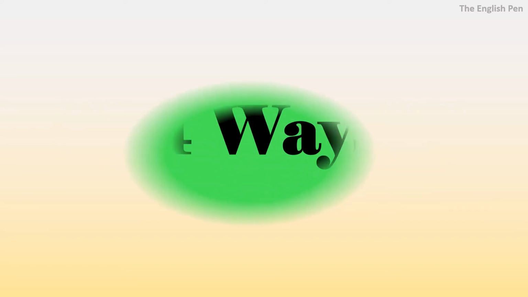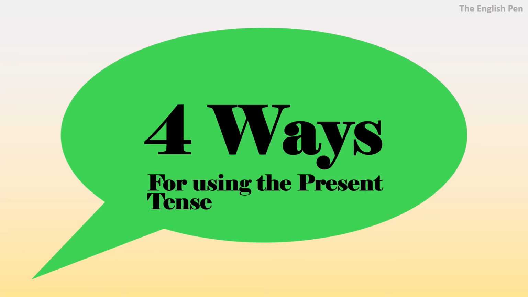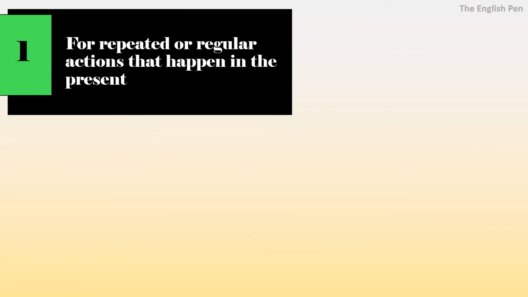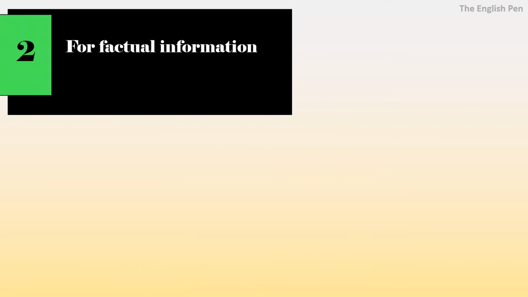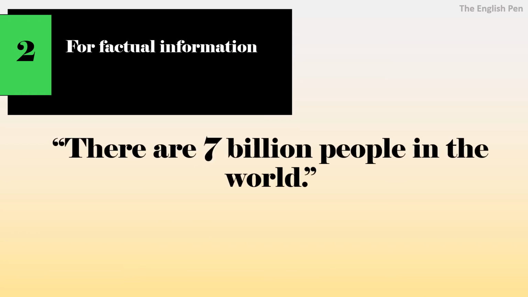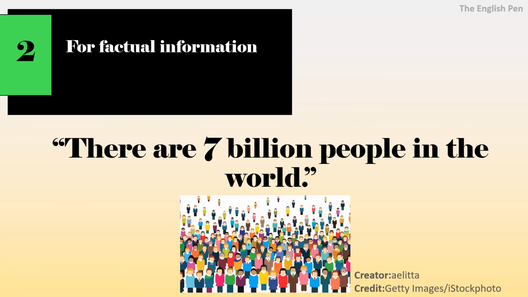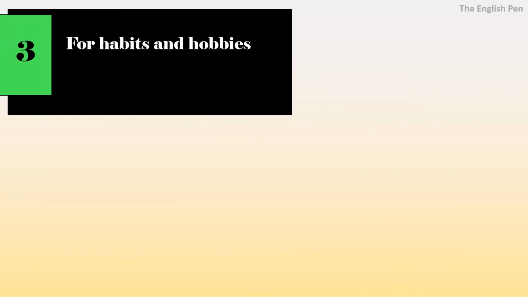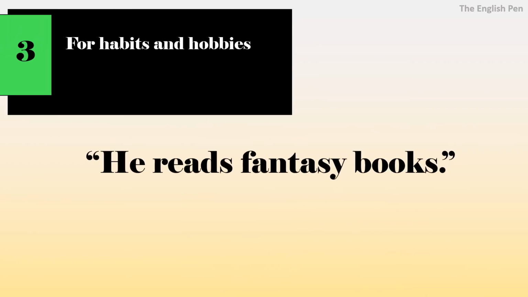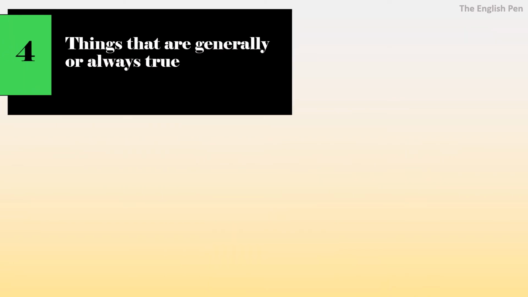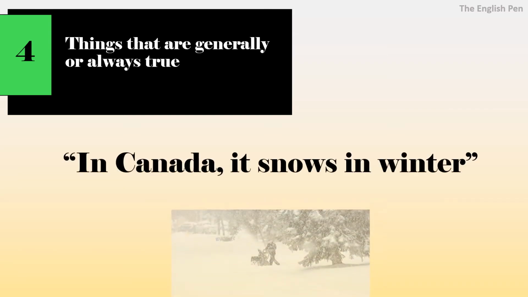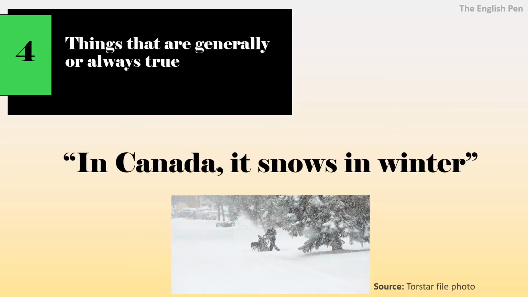In English, the simple present tense is used in four general ways: for repeated or regular actions that happen in the present. For example, I go to school. For facts. For example, there are 7 billion people in the world. For habits and hobbies. For example, he reads fantasy books. And last, things that are generally or always true. For example, in Canada, it snows in winter.